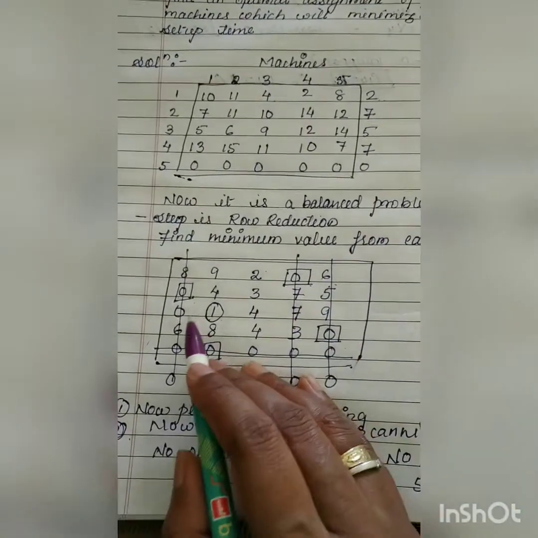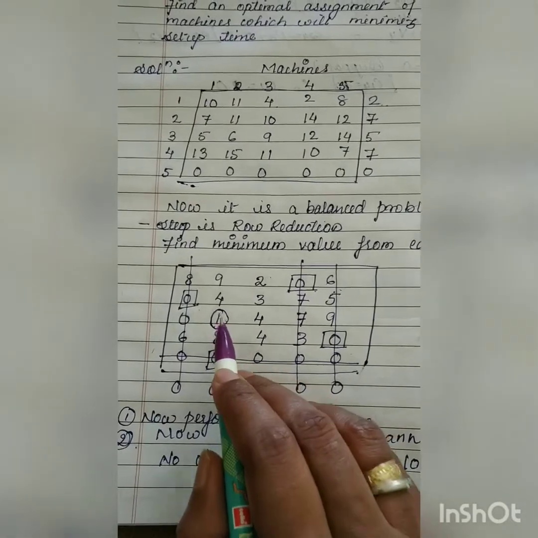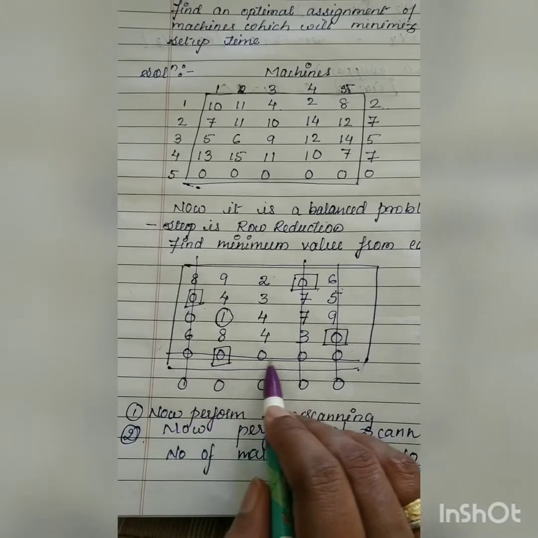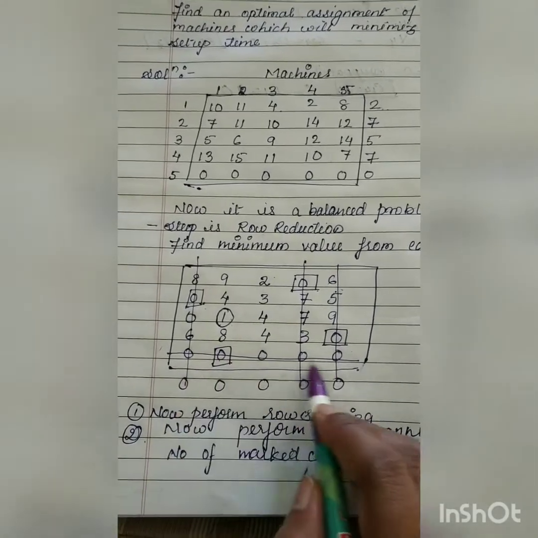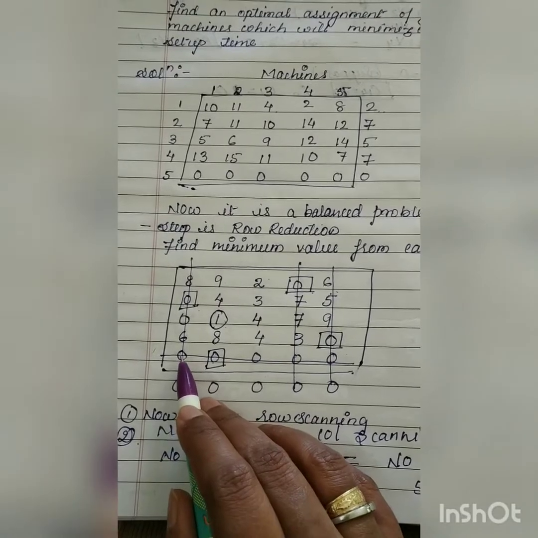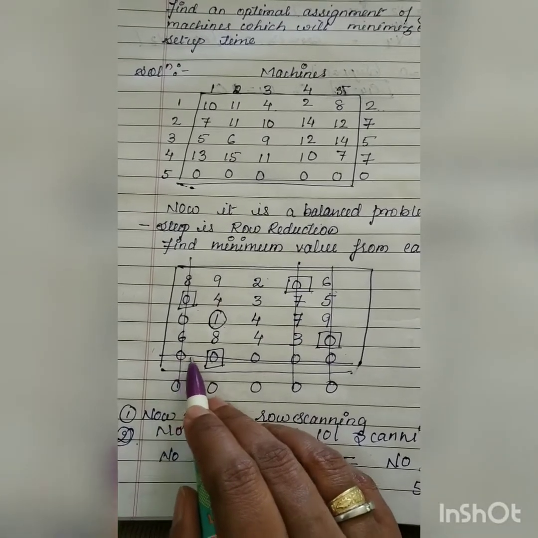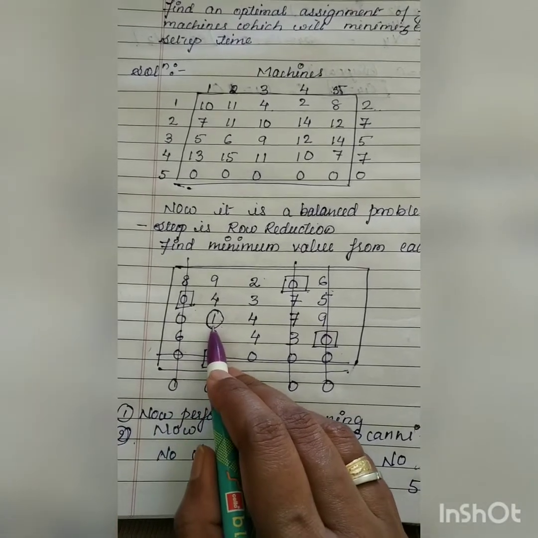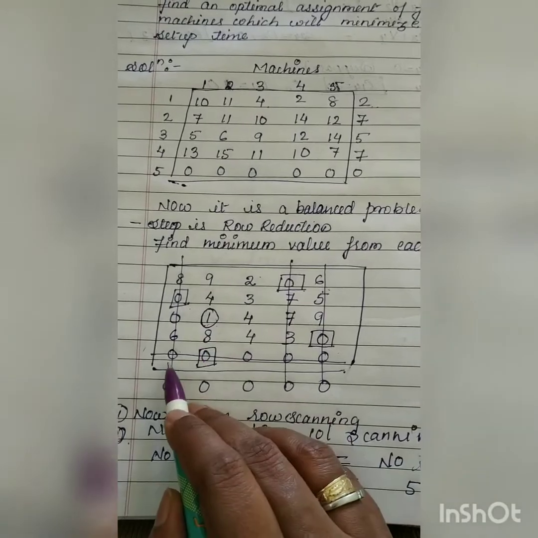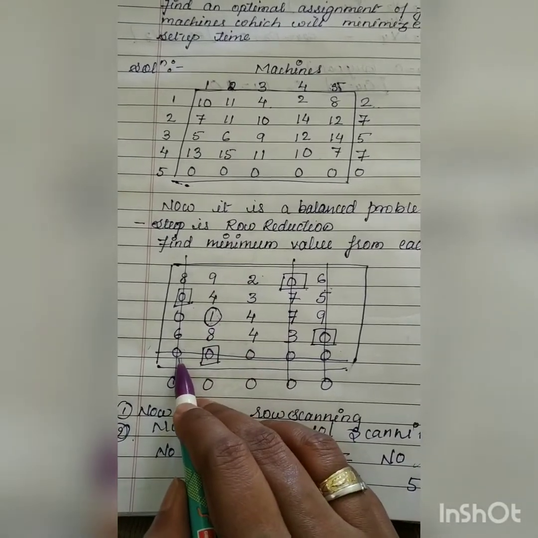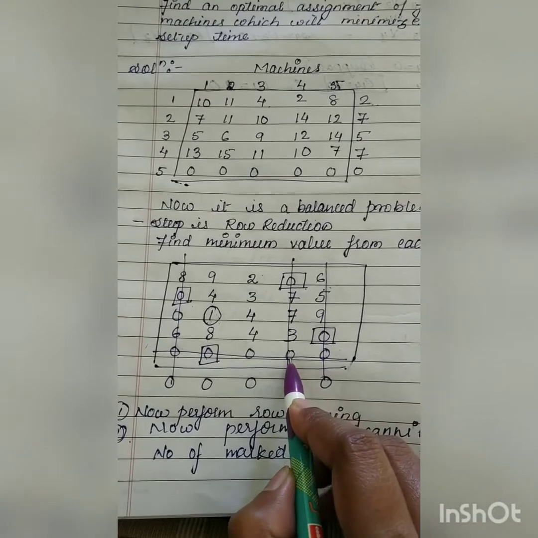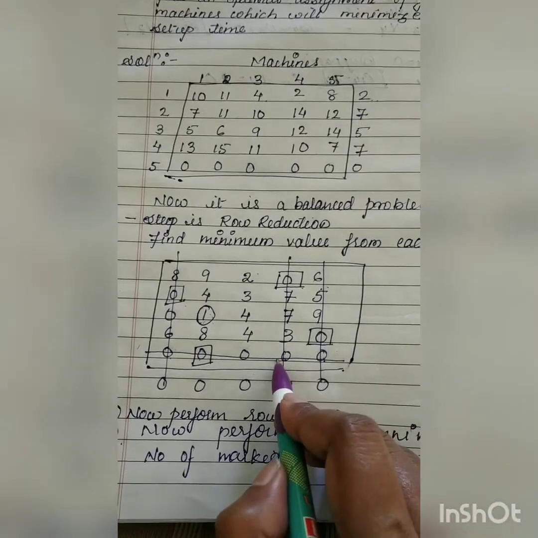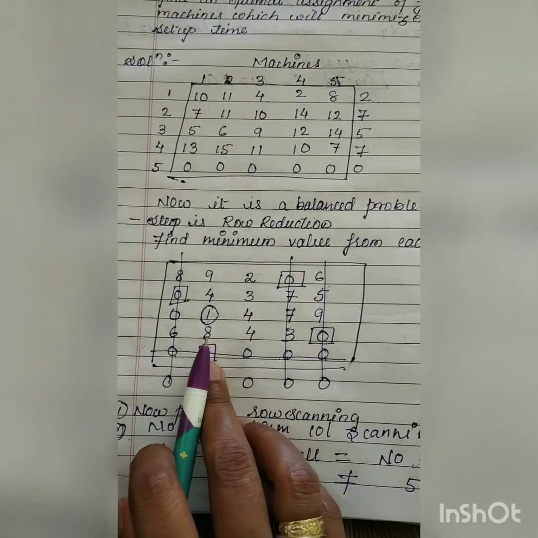Add that minimum value 1 to all the intersected values. What is an intersected value? When your vertical and horizontal strikes meet, that is called an intersection. So these intersection values should get added with the minimum value 1. So 0 plus 1 is 1, 0 plus 1 is 1 and 0 plus 1 is 1. So we have got 3 intersected values in our table.